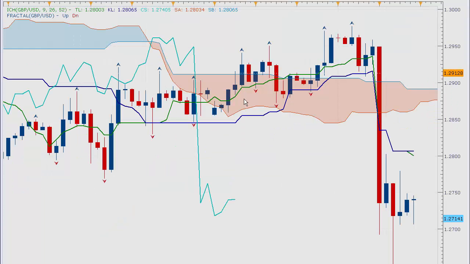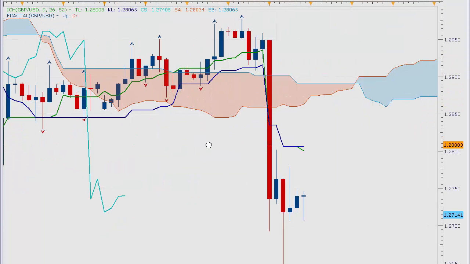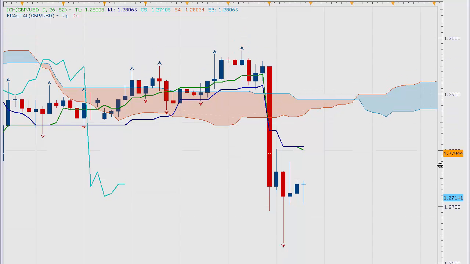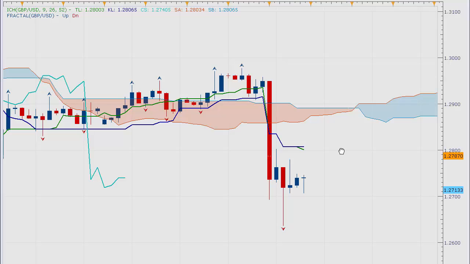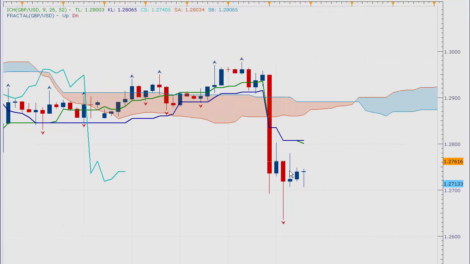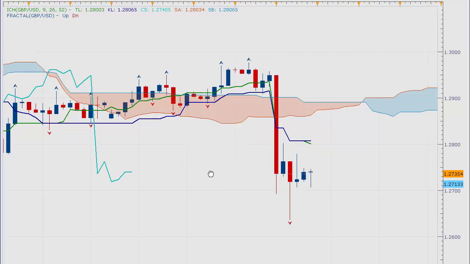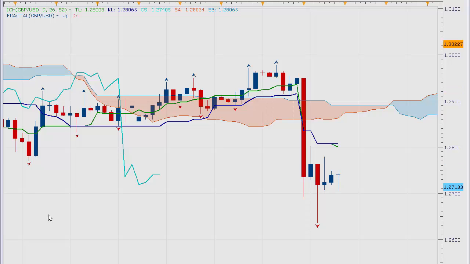Pound USD. Price fell last week due to the elections, and now it's trying to make some sort of recovery. We're just getting a TK cross there. I don't see any trade on this pair at the moment. We've got a fractal there, but I don't see anything. I'll put that level on, but if there's nothing there, there's nothing to talk about.